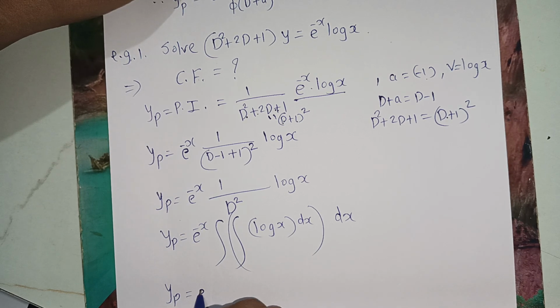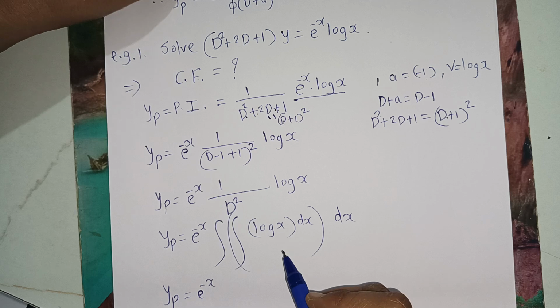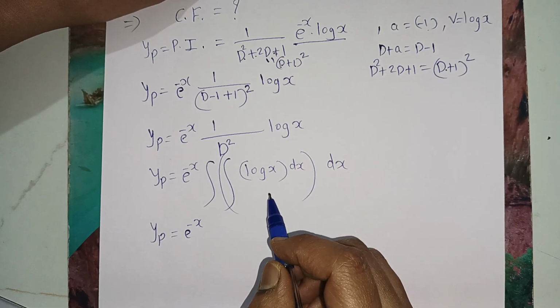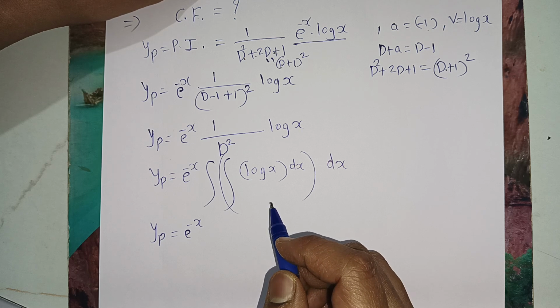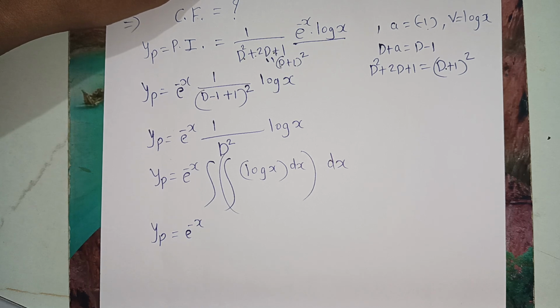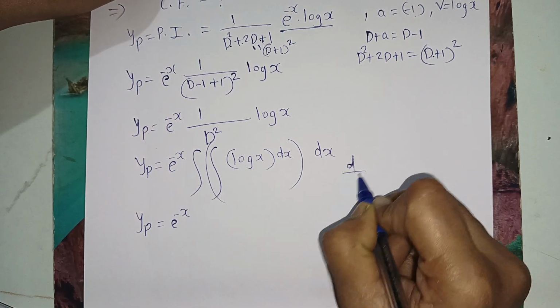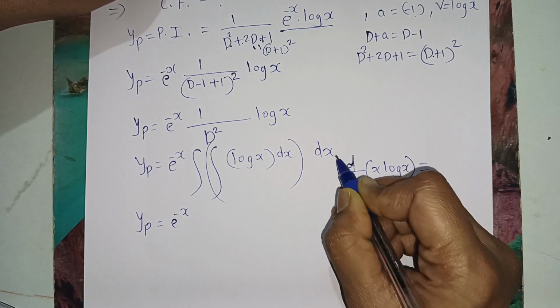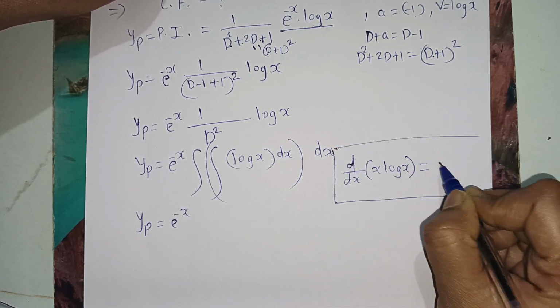So yp is equal to e raised to minus x. Now is there any formula for integration of log x? No, we don't have any formula. So what can we do? We can use known functions, known derivatives. We know one function of log whose derivative is in terms of log. What is that function? It is d by dx of x log x. d by dx of x log x is 1 plus log x.